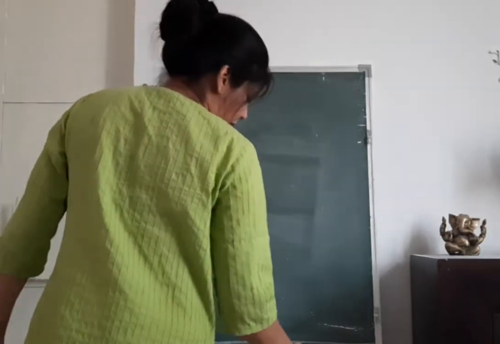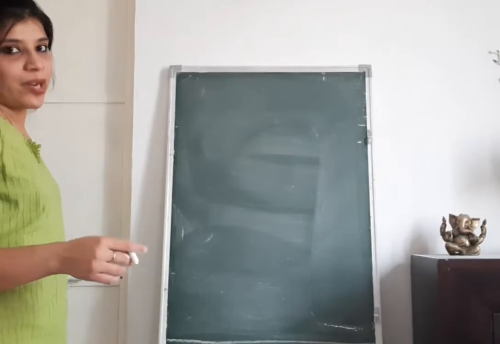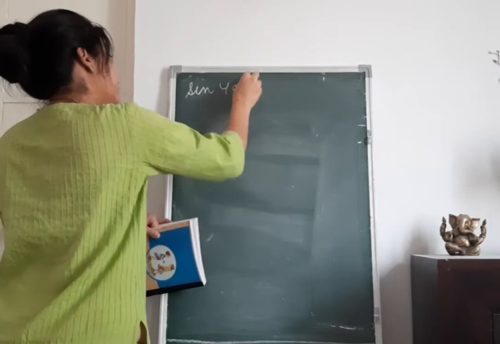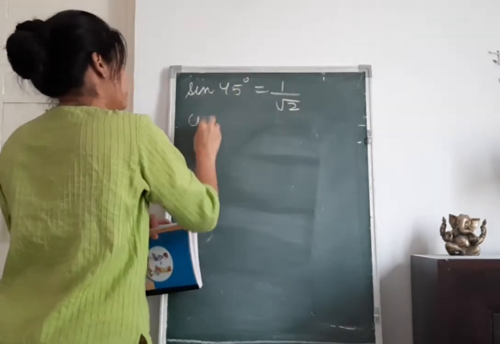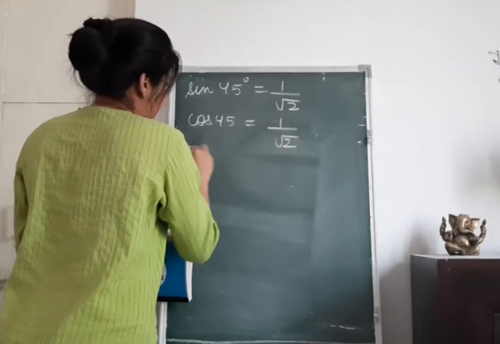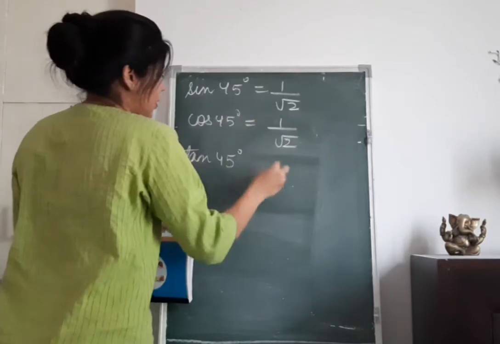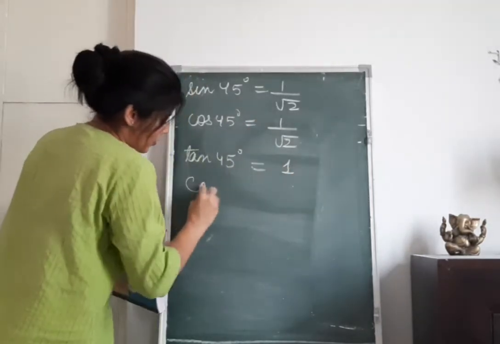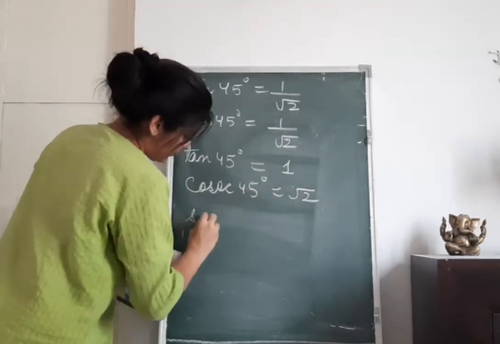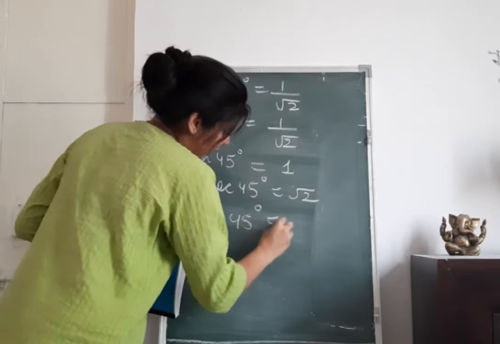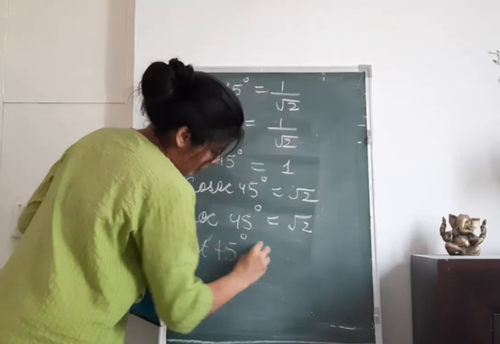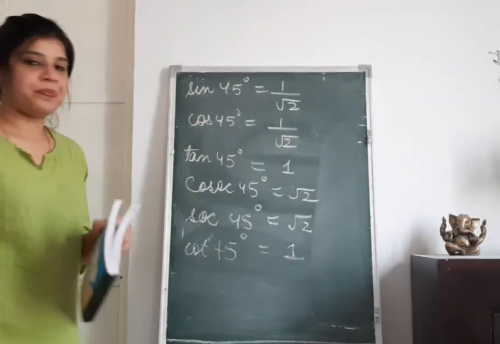Therefore, I have found out the value of all the trigonometric ratios for angle 45 degree. Sin of 45 degree is equals to 1 upon root 2. Cos of 45 degree 1 upon root 2. Tan of 45 degree 1. Cosec of 45 degree root 2. Sec of 45 degree root 2, and cot of 45 degree as 1.